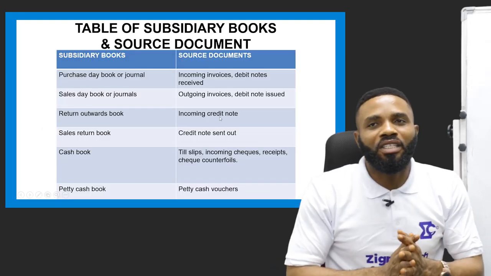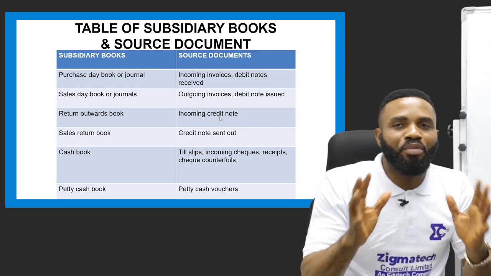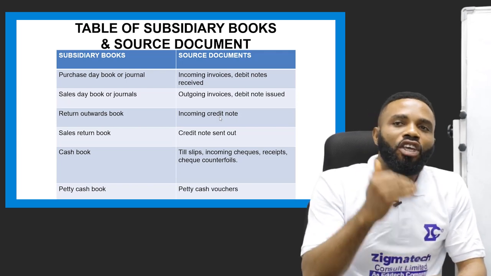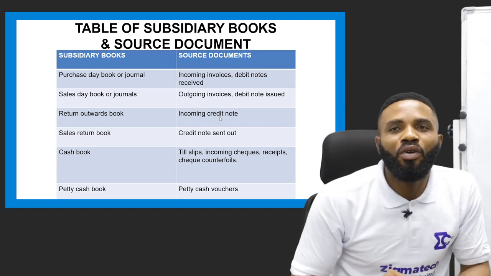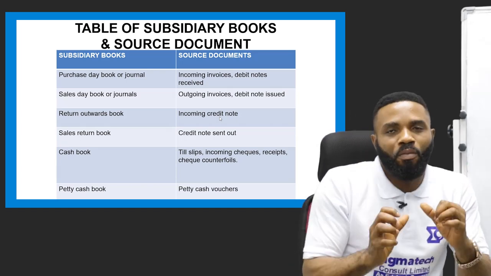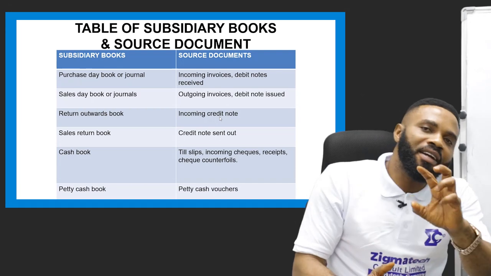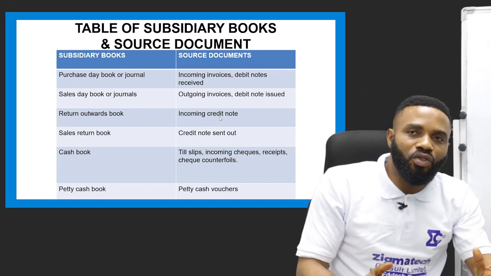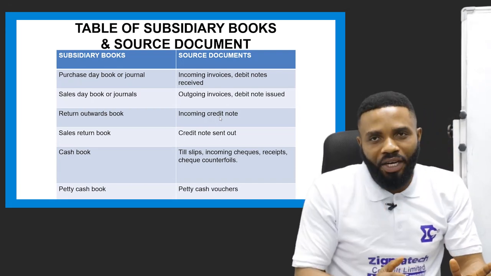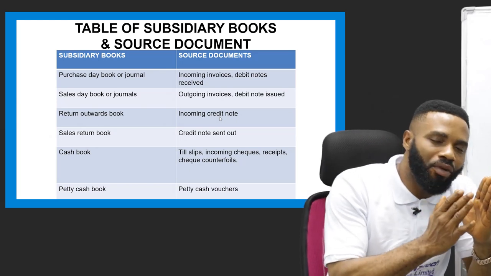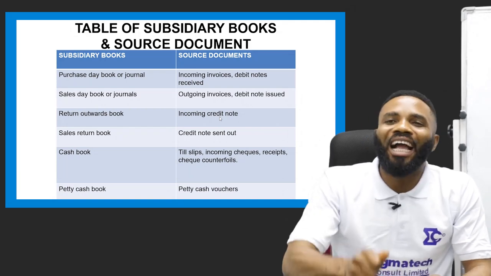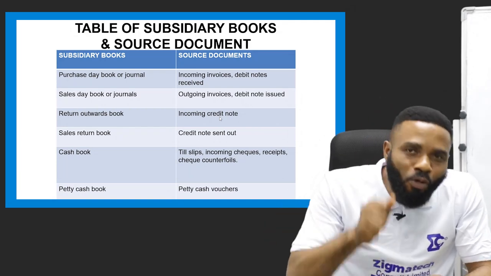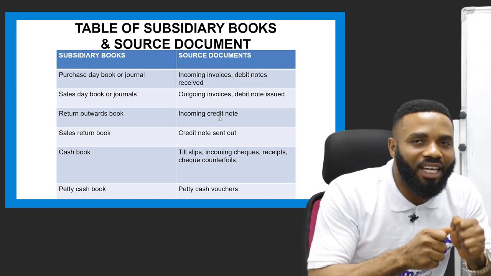And then we also talked about the table that will now show us a clear picture of this. Having explained each of these source documents, let us now look at the table that will bring the message home. If you check the screen, you see subsidiary books and you see source documents. For every subsidiary book, there is a particular source document that can substantiate, authenticate, or prove that this particular transaction took place.